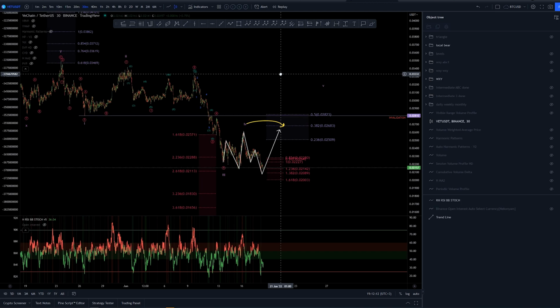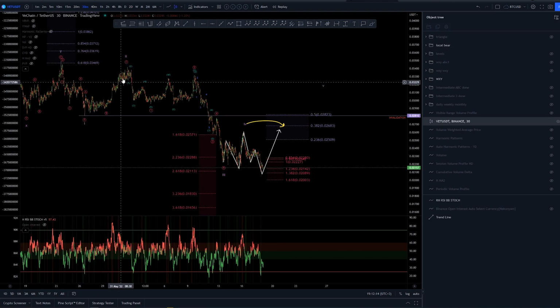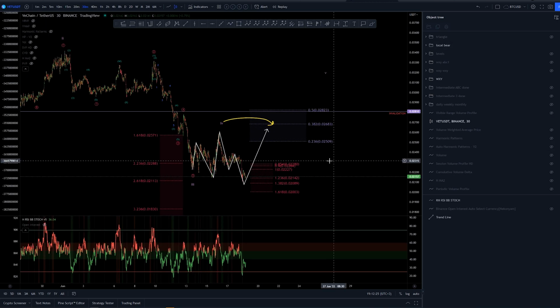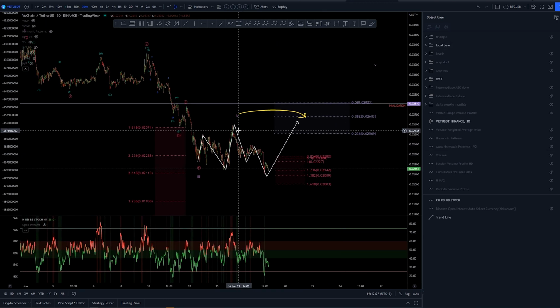Now, I've labeled this first structure here as a B, C, and in the middle we would most likely have some kind of triangle pattern here. So it would be a zigzag. So in here, in 4, we would be expecting something other than zigzags.